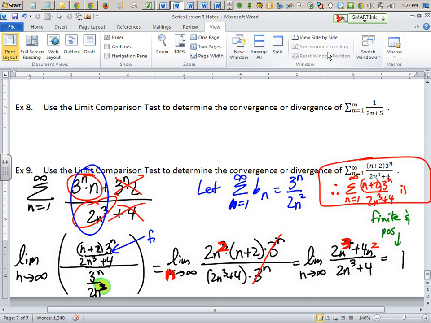If you don't know what the blue function is going to do, you'll never get what the original one is. So, the one we chose was 3 to the n over 2n squared. Does that diverge or converge? It diverges for a very simple reason. The nth term test. What does the nth term test say? Look back at your day 1 notes.